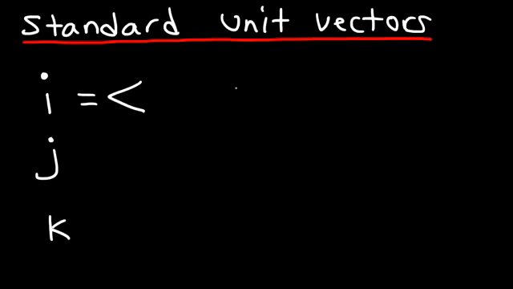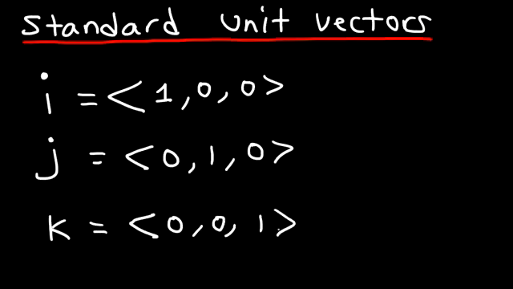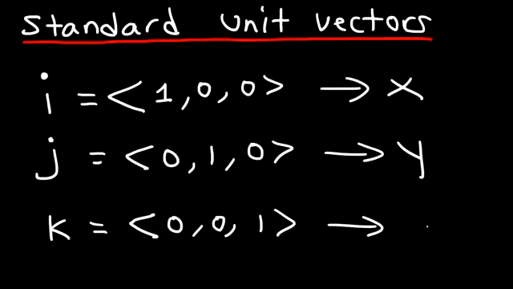So i has an x value of 1, but a y value and a z value of 0 when dealing with 3-dimensional systems. j is a unit vector with a y value of 1, and k is a unit vector with a length of 1 along the z-axis. So make sure you associate i with the x-coordinate system, j with y, and k with z. And remember that each of these vectors has a length of 1.